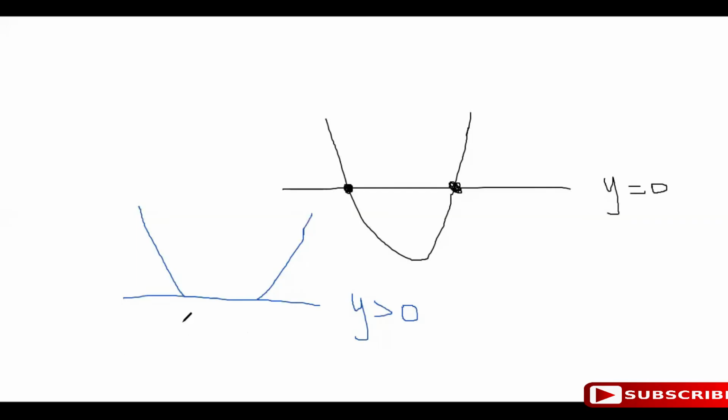So it is when x is less than the first root. Let's say the roots are root 1 and root 2: it is when x is less than the first root and x is greater than the second root. That's when the quadratic is being solved to be greater than 0.